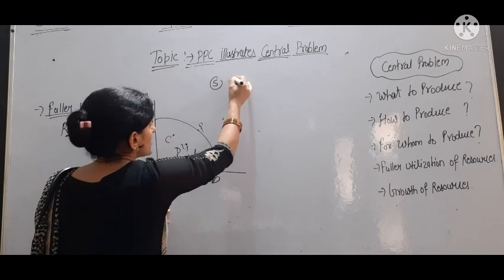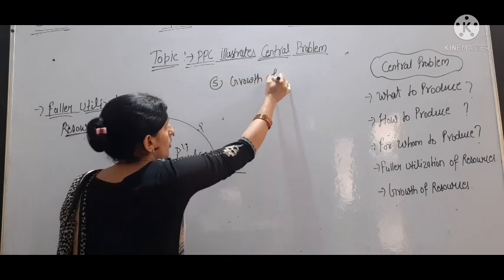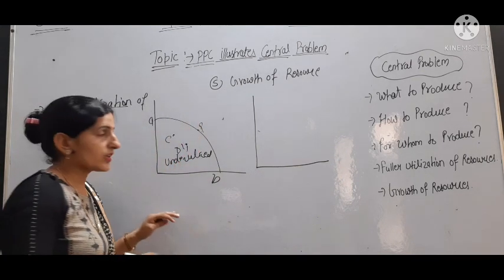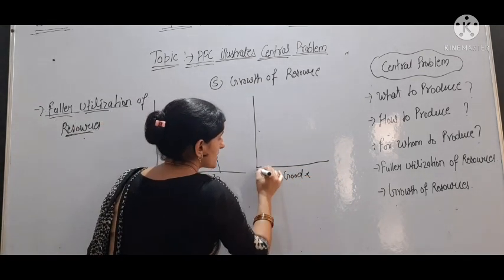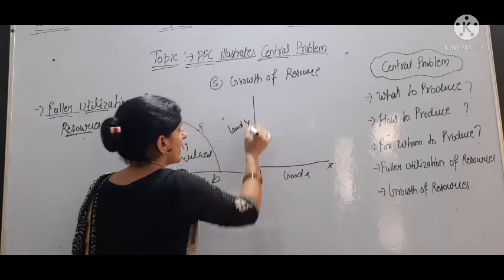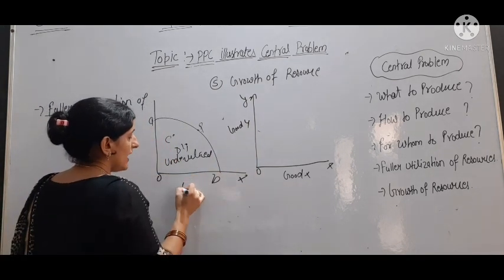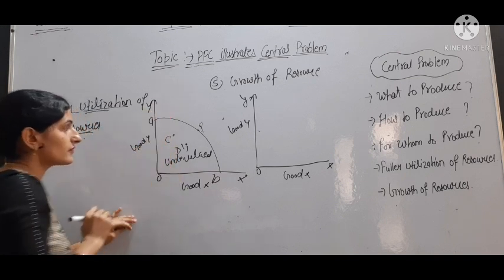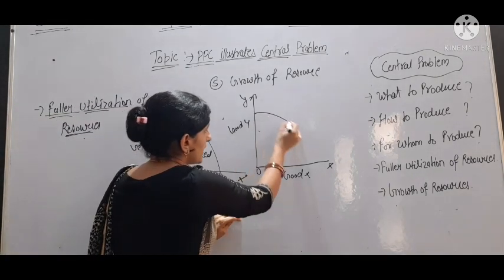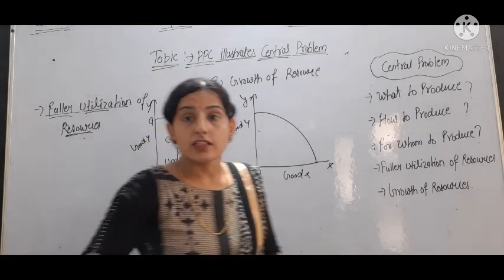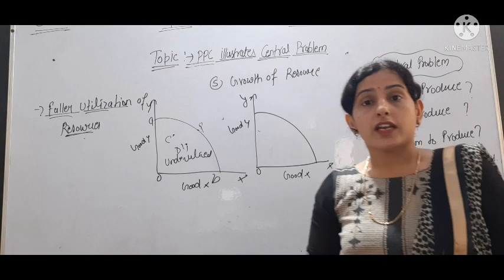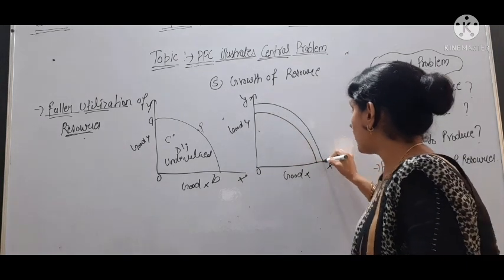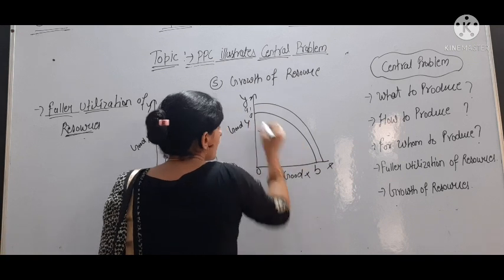Fifth is growth of resources. It means if resources are increased in the economy, here we will take good X on the OX axis and good Y on the OY axis. So if resources are increased in the economy, it means more production in the economy. Now the producer can produce more goods in the economy. It means there is growth of the PPC also, and the PPC shifts from AB to A1, B1.